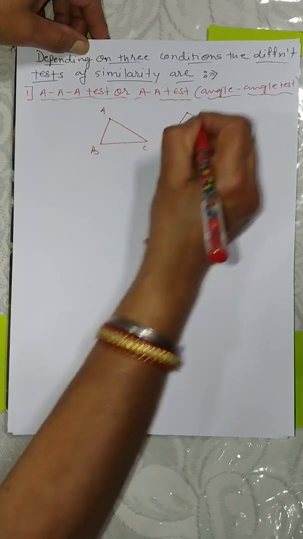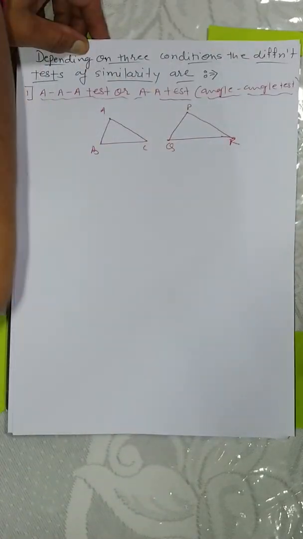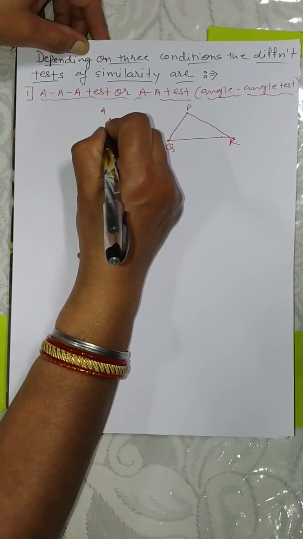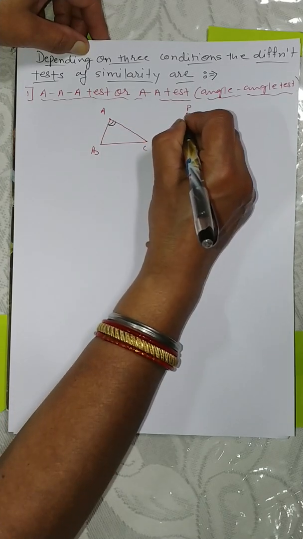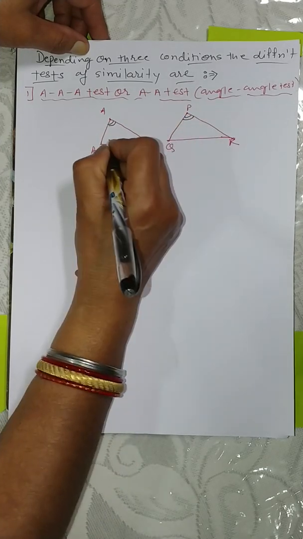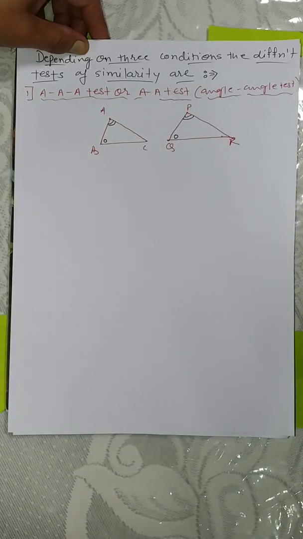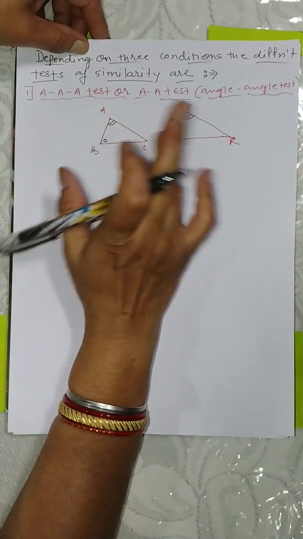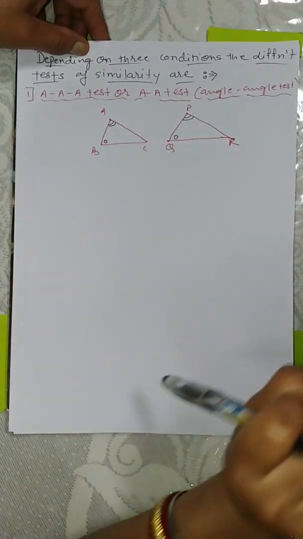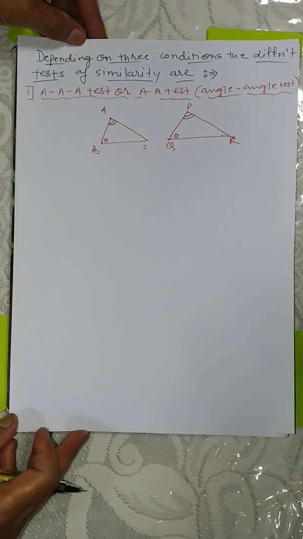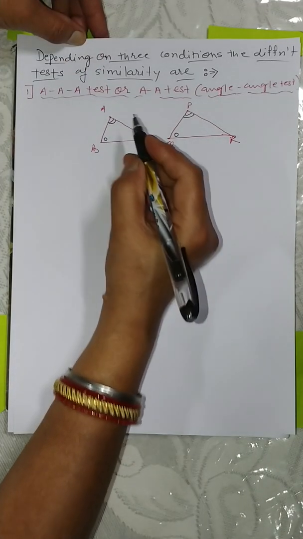A, B, C, P, Q, R. Now here, if angle A is congruent to angle P and angle B is congruent to angle Q, then the two triangles are similar by AA test. So again here the 1-1 correspondence between the vertices is necessary.